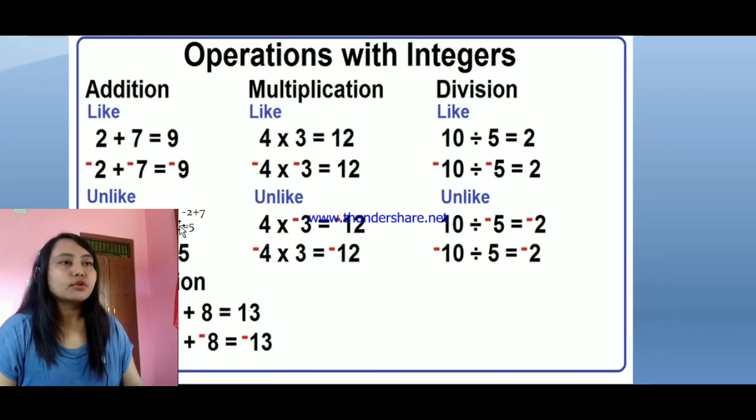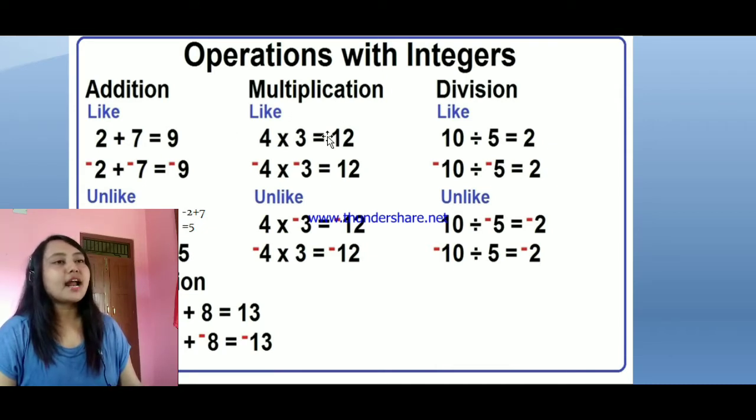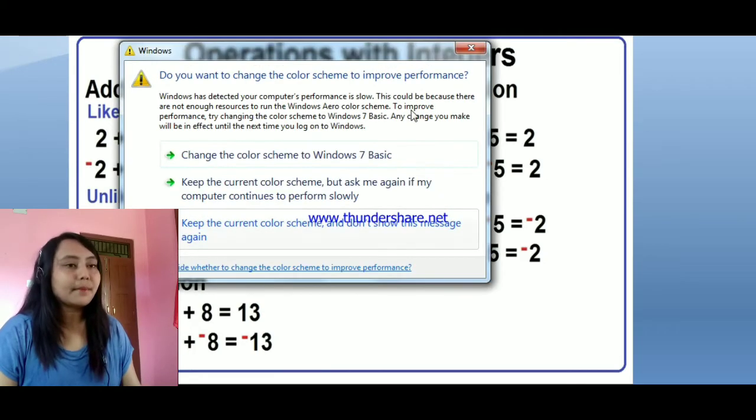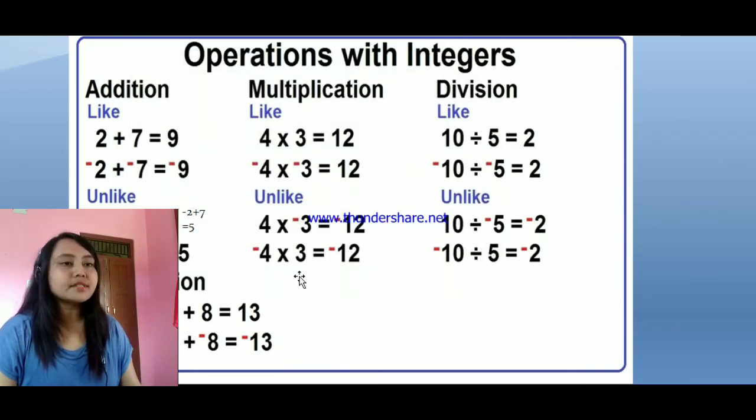The next one is about multiplication. If both the numbers are positive integers, then the result will also be positive. If they are negative integers, then the result will be negative. But in multiplication and division, we need to understand that there is a rule of signs. That is, minus into minus becomes plus. Plus into minus becomes minus. Minus into plus becomes minus. And plus into plus becomes plus. So this rule we need to understand.